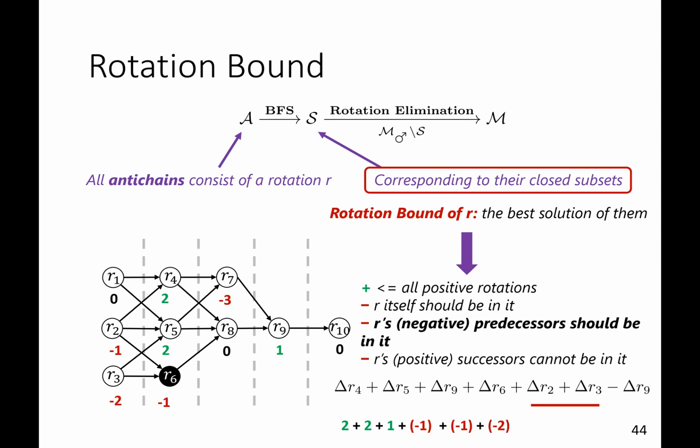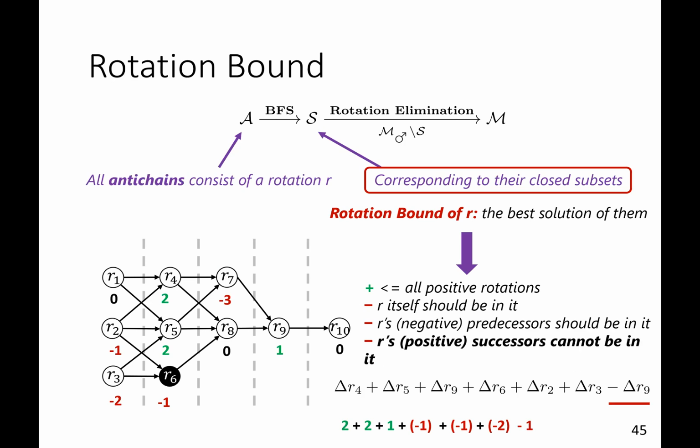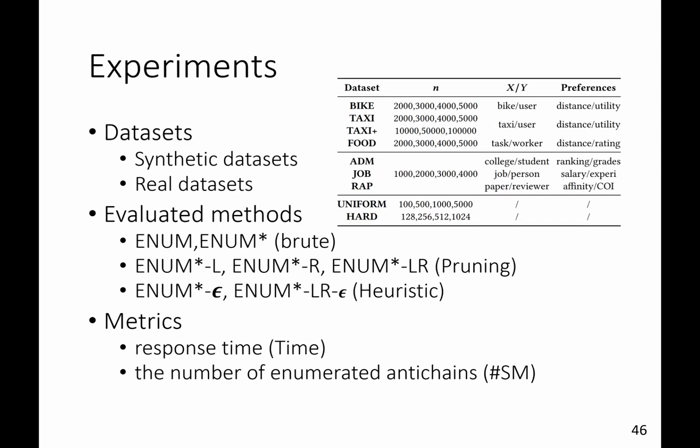And by the definition of the antichain, the successors of rotation 6 cannot be in it. We compute the rotation bound, and we can put it in the corresponding closed subsets. With the layer bound and the rotation bound, we can efficiently search the search space.